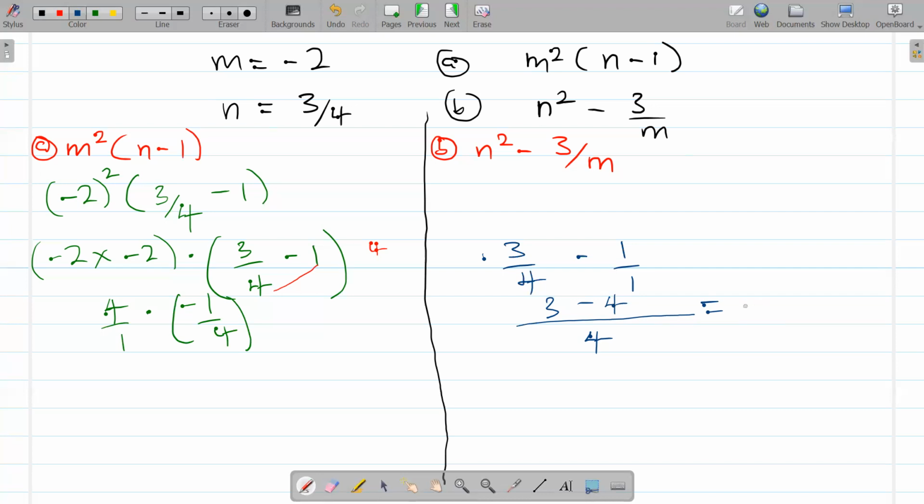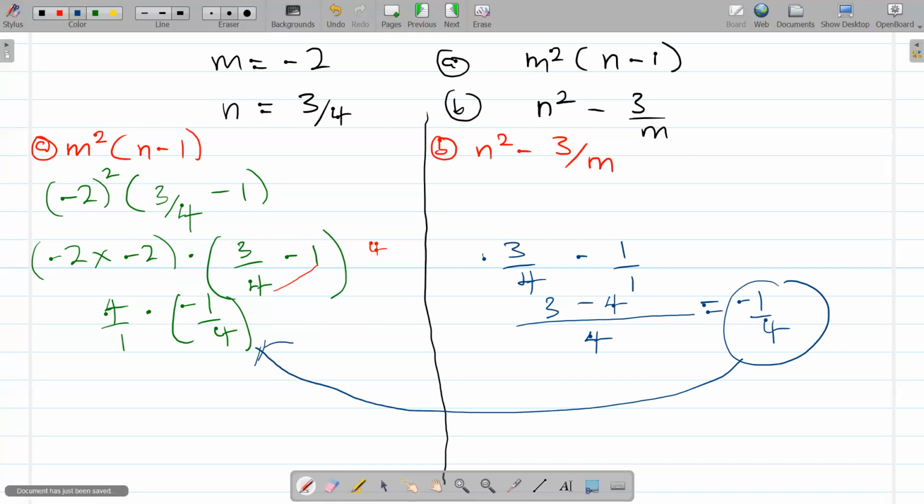I get negative 1. So negative 1 on what? 4. So 4. You see, we still come back to this, the same thing, negative 1 on 4. To make it very simple for you, whenever you see a whole number, you just multiply the fraction's denominator by the whole number, then whatever sign is here. So 4 times 1 is 4. So 3 minus 4, you get what? Minus 1, then you put it here.